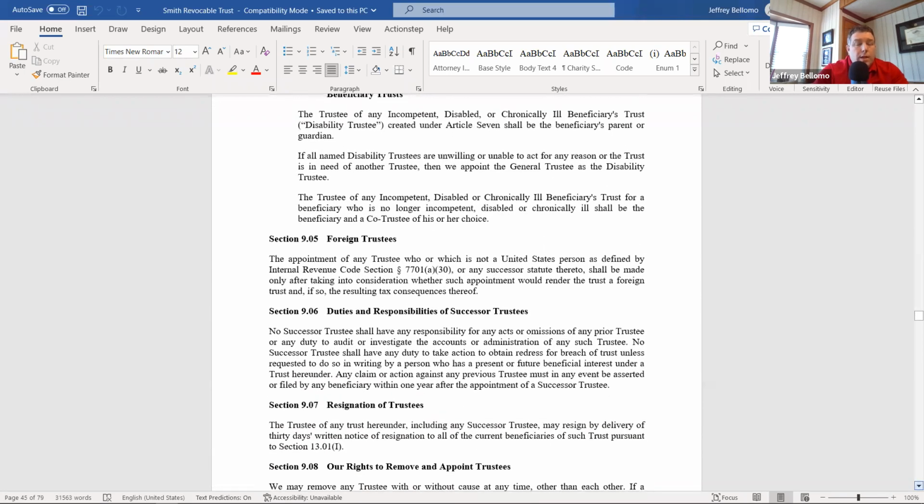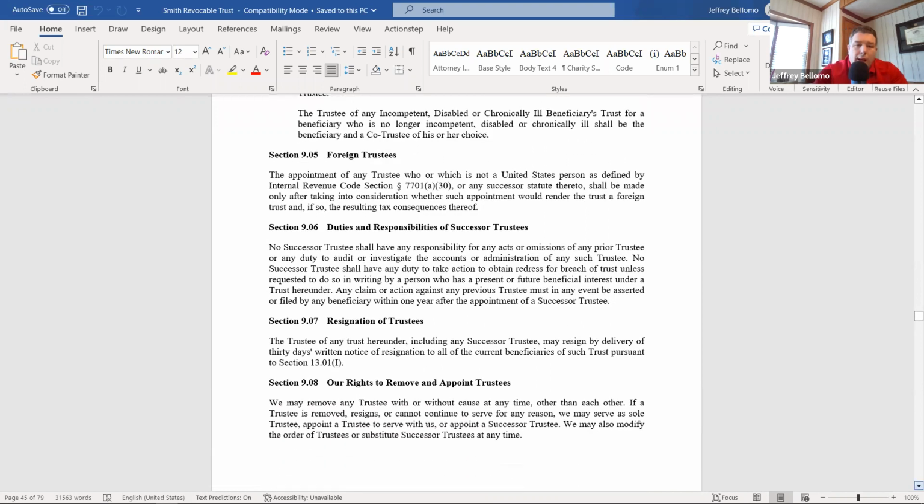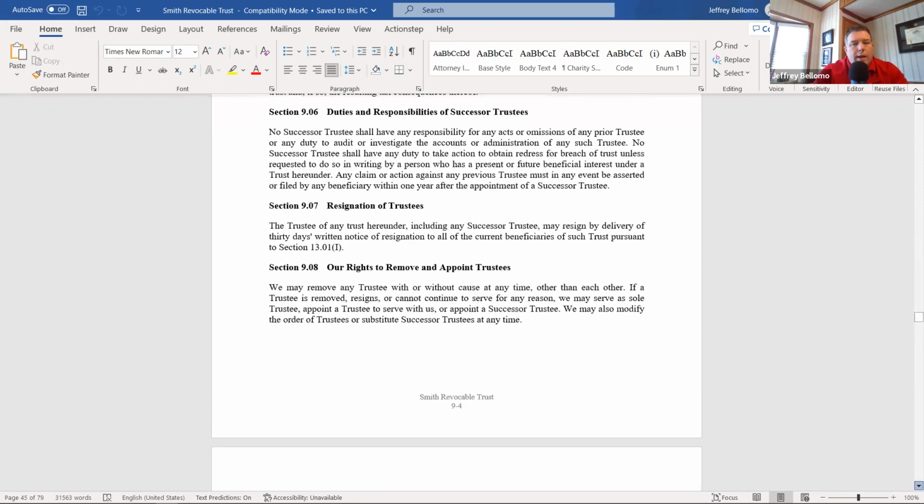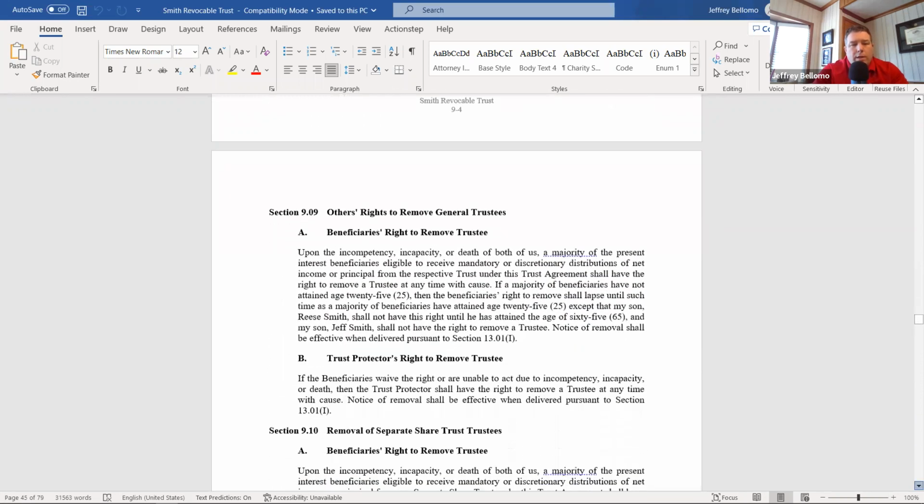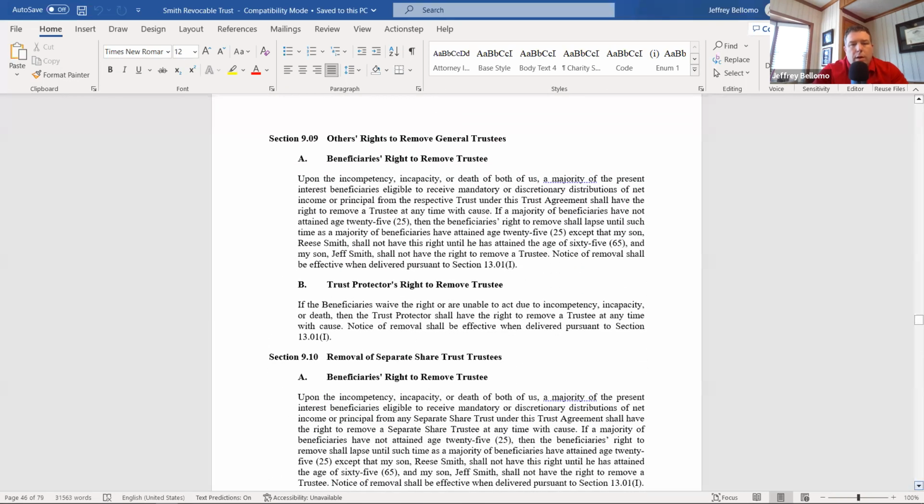If any of the trustees do not live in the United States, it can be done, but you better know what you're doing and take into consideration any possible tax consequences resulting. We don't recommend it, but it certainly can be done, and there is language in here to do so. The trustees, of course, can resign at any time, and we have the right to serve, fire, appoint, and do what we want during our lives.